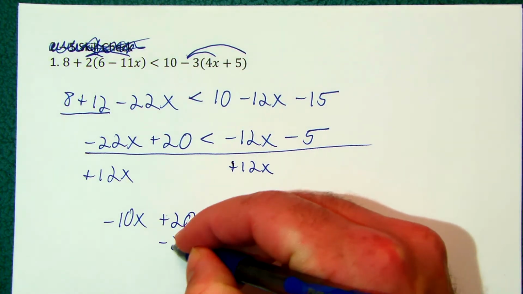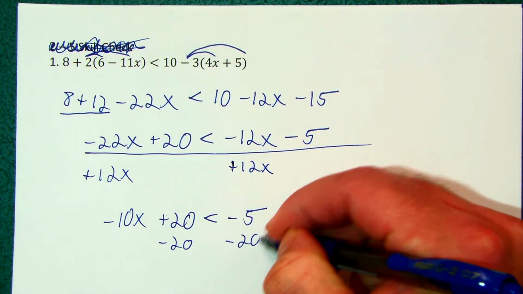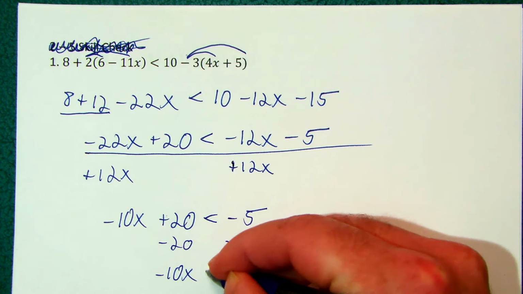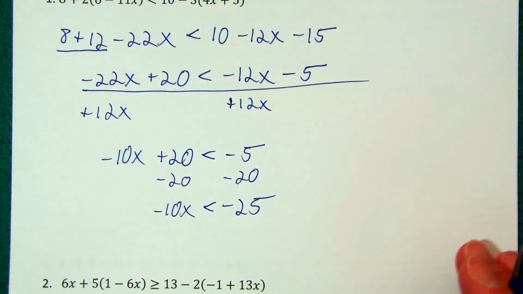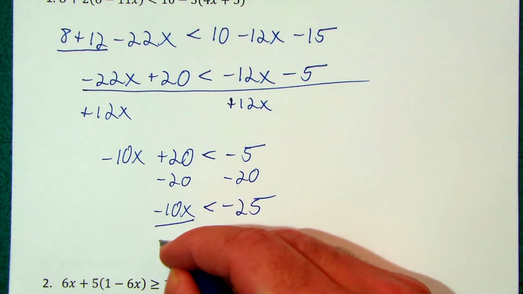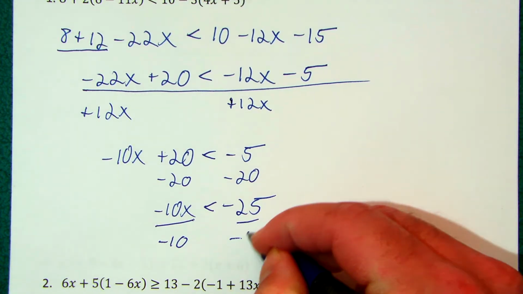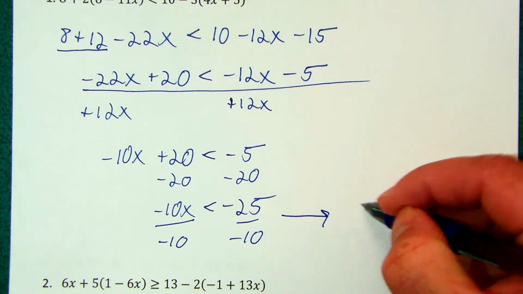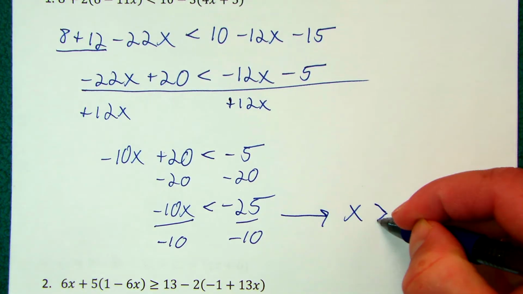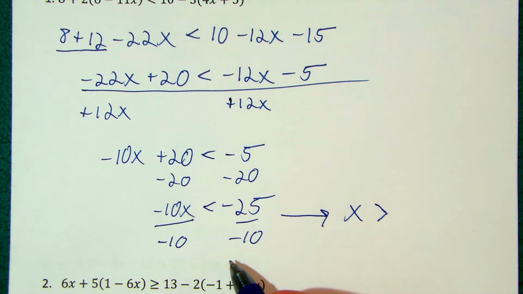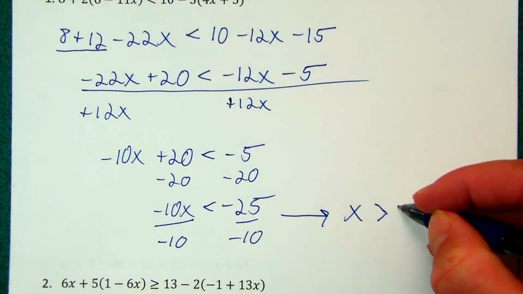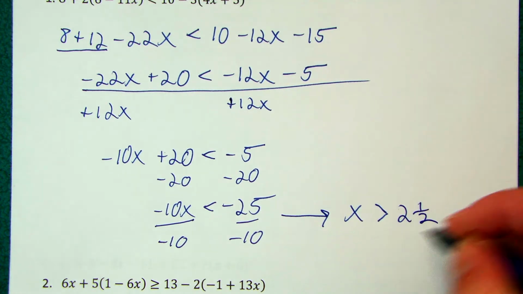I'm going to subtract 20 from both sides then, and then divide both sides by negative 10. So when I divide both sides by negative 10, I've got to make sure I write this as x is greater than, switch it from a less than to a greater than sign. Negative 25 divided by negative 10 is going to be positive 2.5.